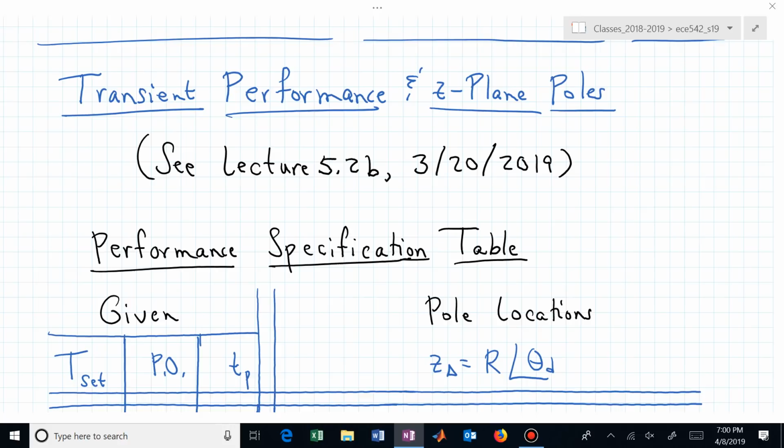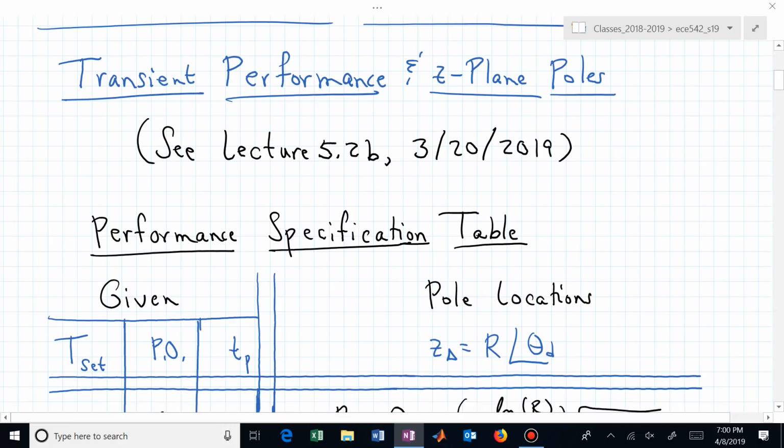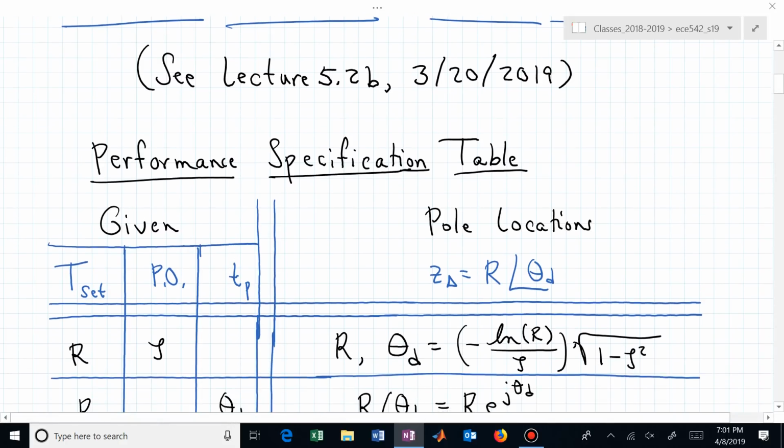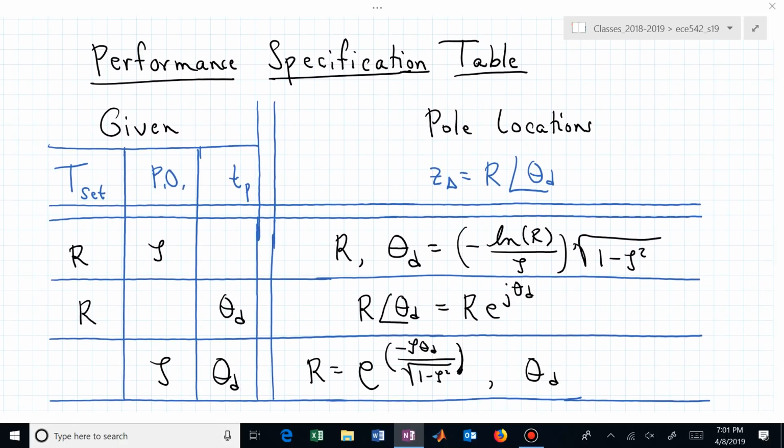First, transient performance and Z-plane poles. I don't know how many of you have looked at an addition to lecture 5.2. I gave one more package of notes. It's lecture 5.2b, and in that packet I provided a performance specification table that essentially gives you ways to find the poles in terms of radius and angle in polar form. Then you can now find these Z sub deltas associated with some radius away from the origin and an angle theta sub d based on somebody giving you a settling time spec and a percent overshoot spec.